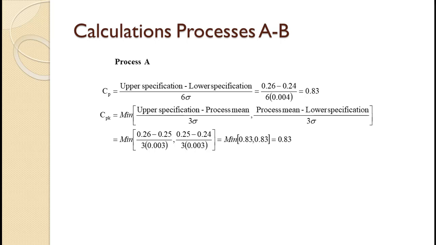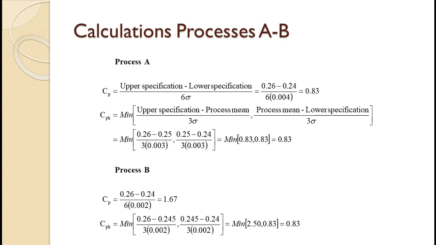2 notes are in order. First, when the process is centered and the customer specifications are symmetrical about the mean, both of the values you compute for C sub Pk will equal the value computed for C sub P. Second, one mistake I see a lot of students making in calculating C sub Pk is calculating the 2 values but not taking the last step of picking the minimum.